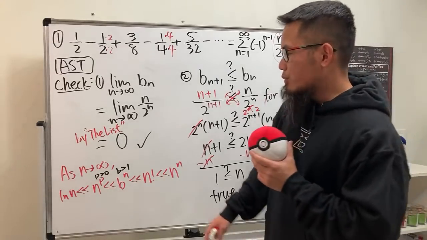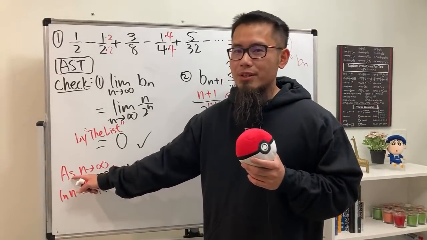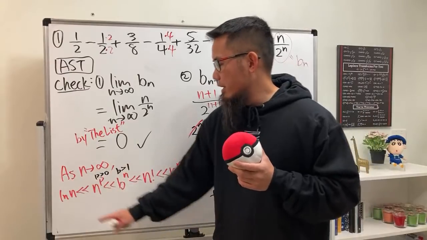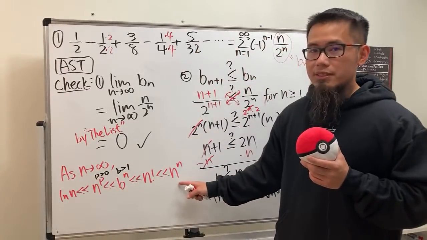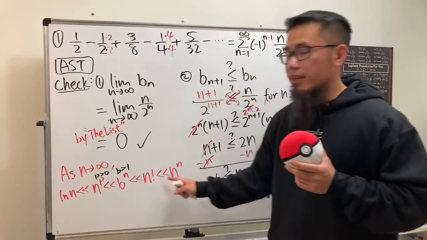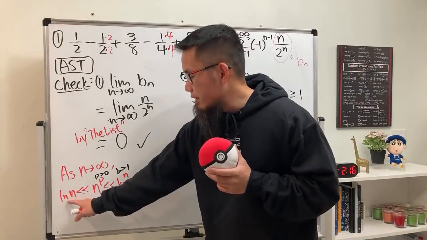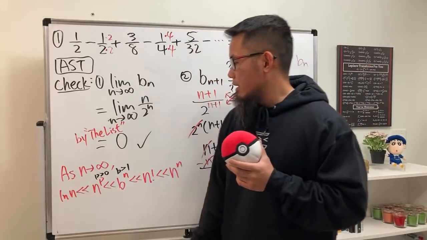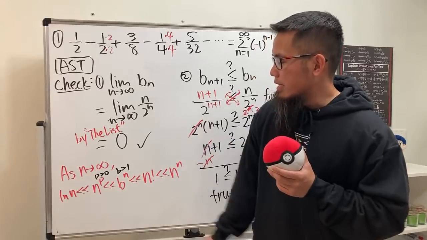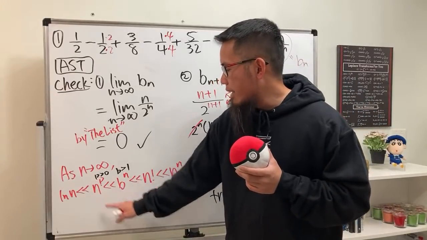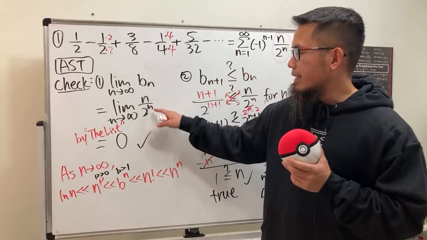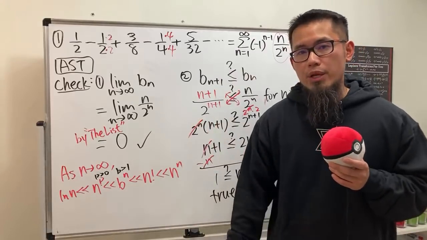Okay, so just real quick, by the list. This is why I call it a list. As n goes to infinity, you can just compare different kinds of functions. Notice they all go to infinity, but this right here is the smallest one. And the beauty of using this is that if you have the smaller one over a big one, that's exactly what happened right here, you get 0 right away.